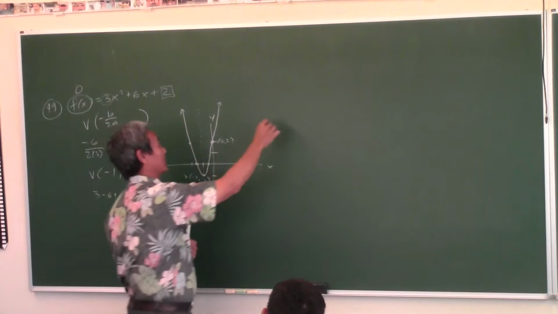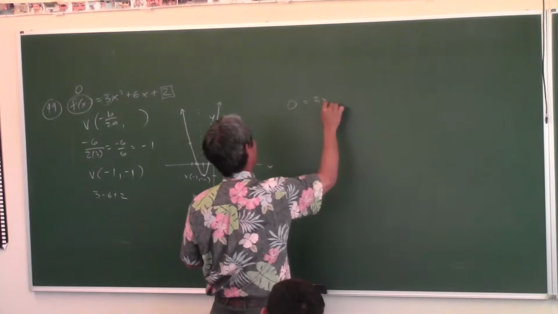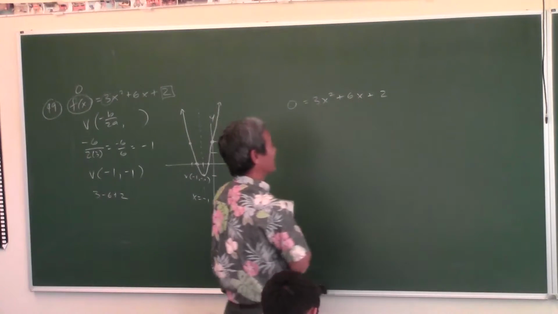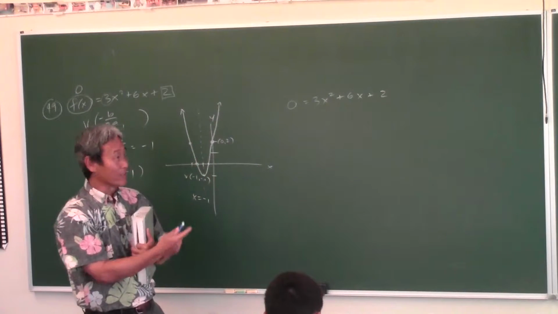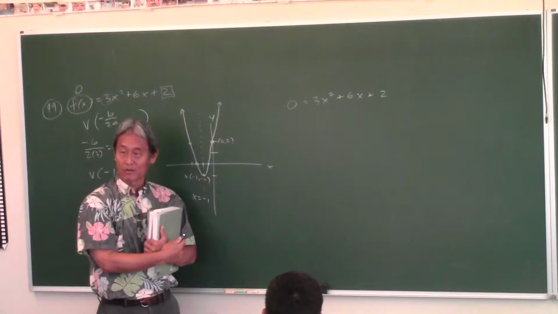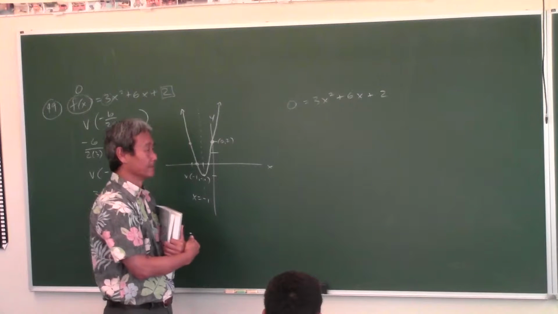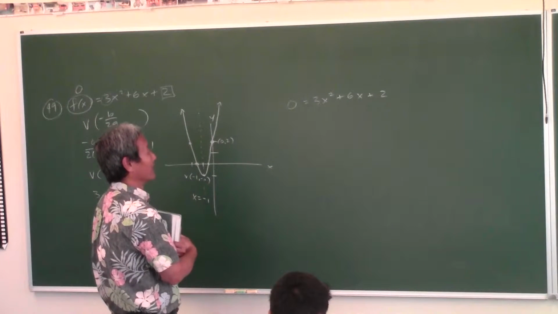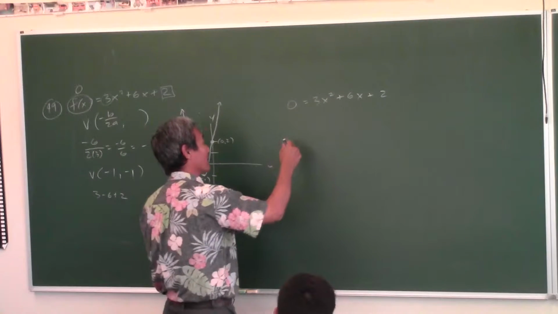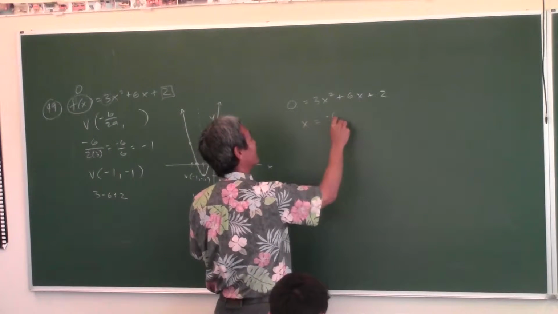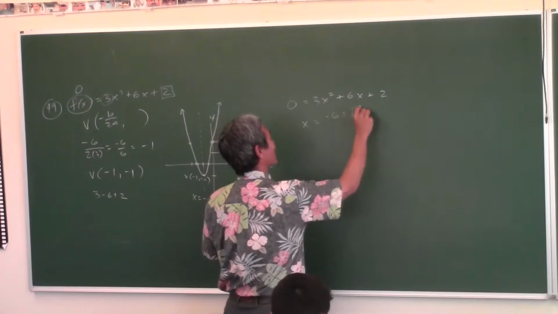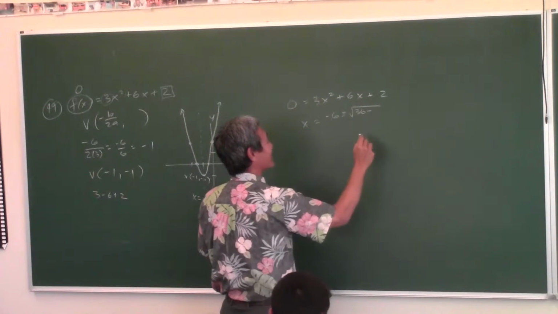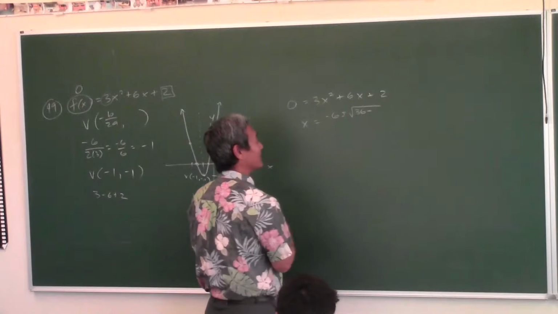So let's take this equation. 0 equals 3x squared plus 6x plus 2. Now, how do you solve an equation like this? You try and factor it. Is that factorable, or do I have to use the quadratic formula? Most of you did it. You've got to use the quadratic formula. So x equals negative b plus or minus the square root. Can we do this in our head? I don't know. b squared minus 4ac.